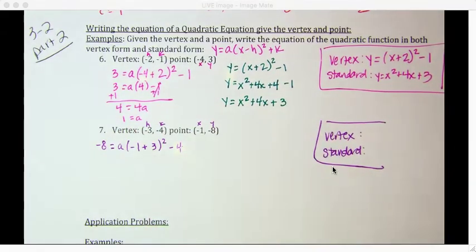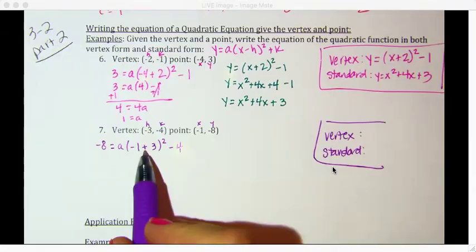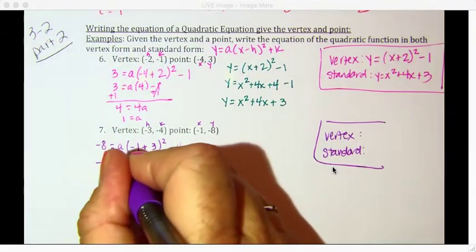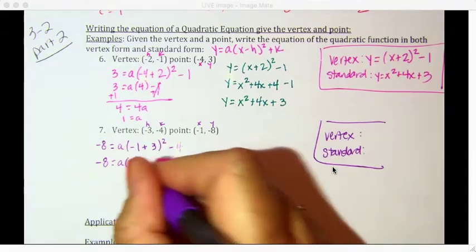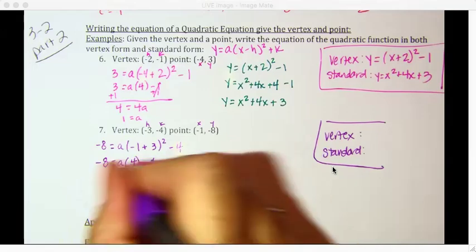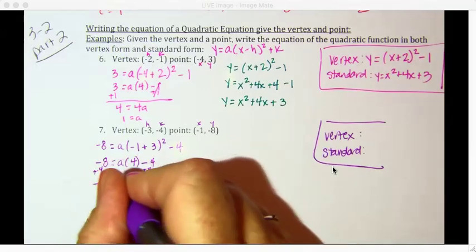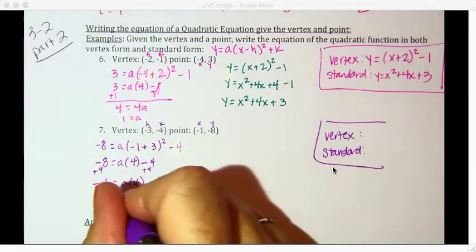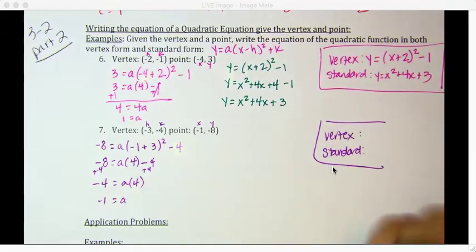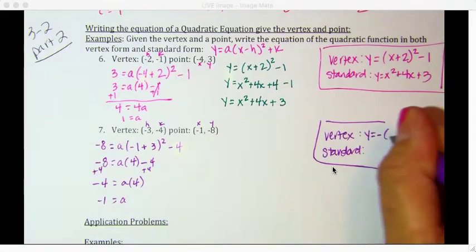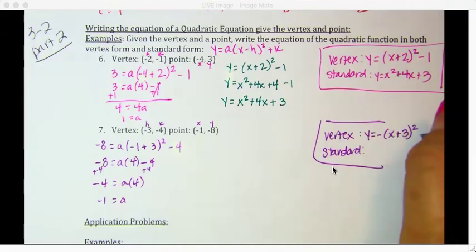All right. We can go ahead and simplify some of that. I have -1 plus 3, that's 2. 2 squared is 4. So -8 equals a times 4 minus 4. I can add 4 to both sides, and I get -4 is equal to a times 4. And dividing both sides by 4, a is equal to -1. So writing this into vertex form, I have y is equal to -1 times x plus 3 squared minus 4.